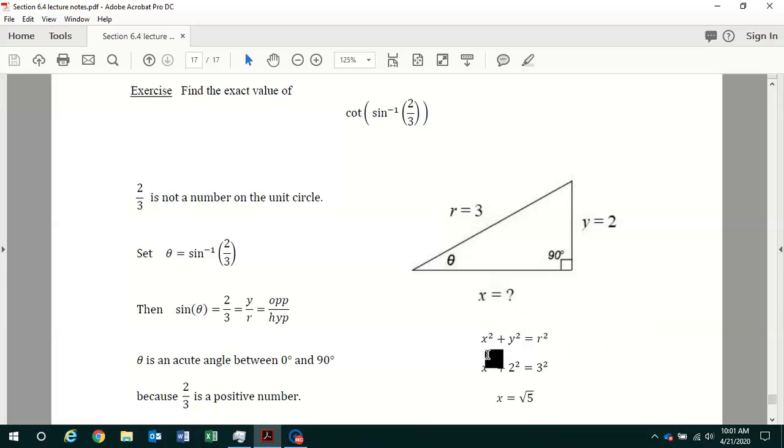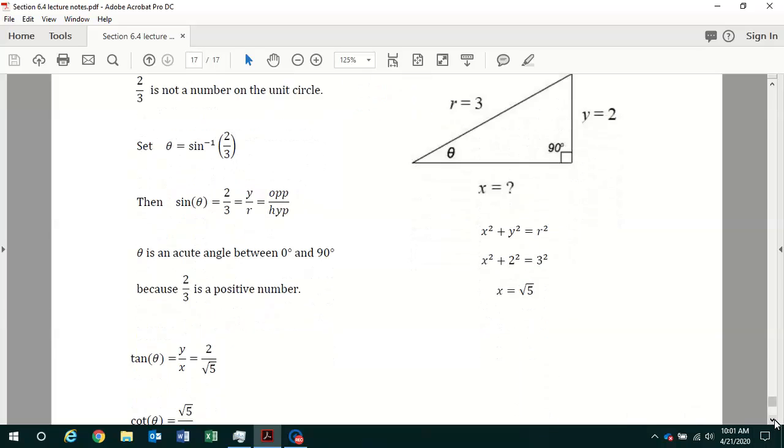So by the Pythagorean theorem, x squared plus y squared is r squared. y squared is 2 squared. r squared is 3 squared. And when we solve for x, we get x is equal to the square root of 5. Well, from our right triangle up here, the tangent of this angle theta is opposite over adjacent, or y over x, which is equal to 2 over the square root of 5.